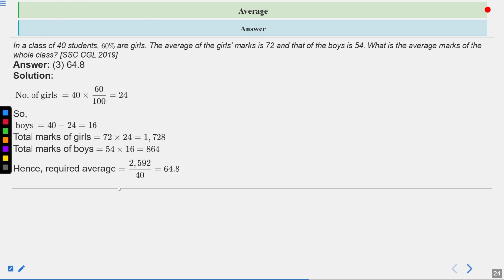So the required average will become 2592 upon 40, because we add all the marks of boys and girls combined in the class. So we add up, we got 2592, and dividing by the total number of students, which is 40, we got the average, which is 64.8. The third one is the correct answer of this question. Next one.